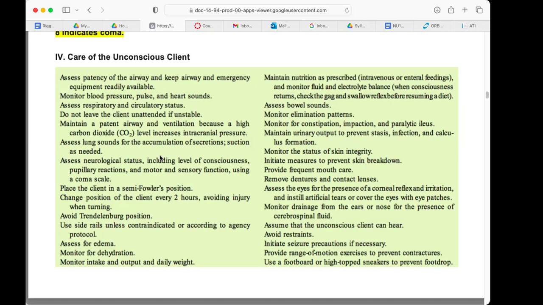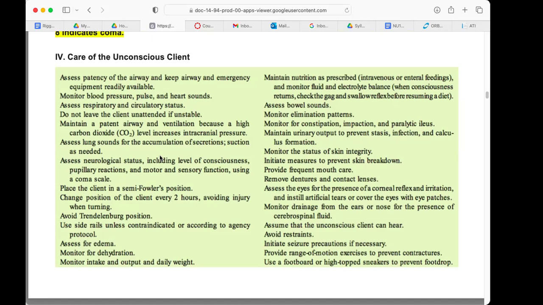But if I was to be either sedated or unconscious, I would not be able to protect my airway the same. And so definitely someone who's unconscious, they can't gag or cough. And so that is why airway is the number one priority. You want to monitor blood pressure, pulse, and heart sounds, and respiratory and circulatory status. So that's your B and C, your breathing and your circulation.